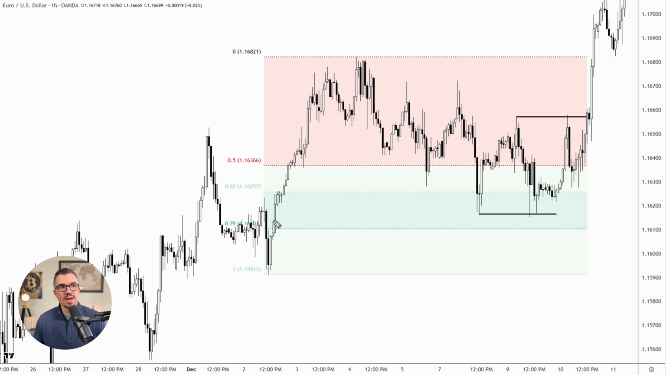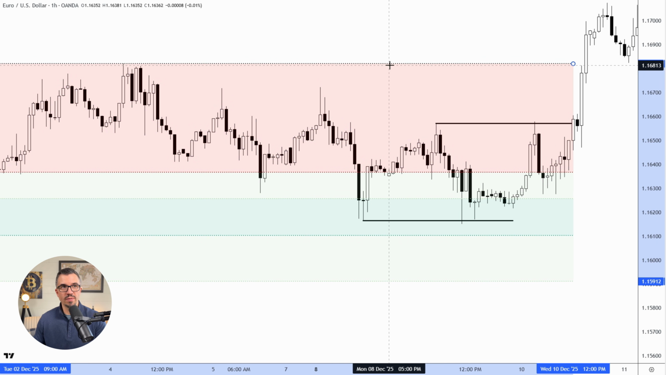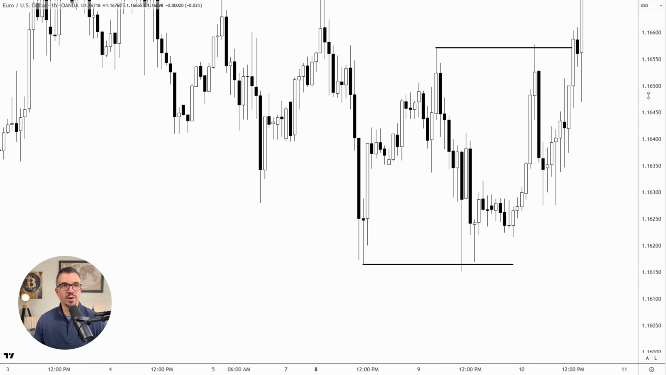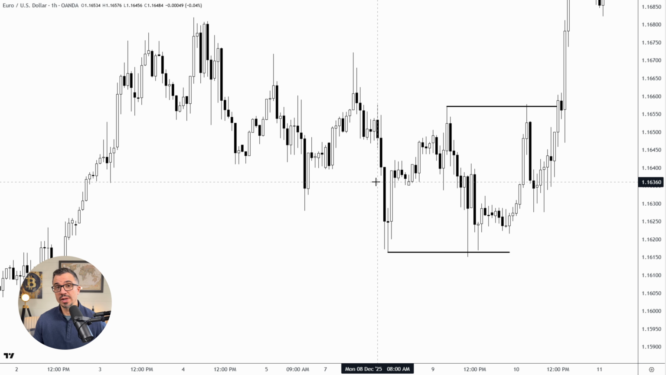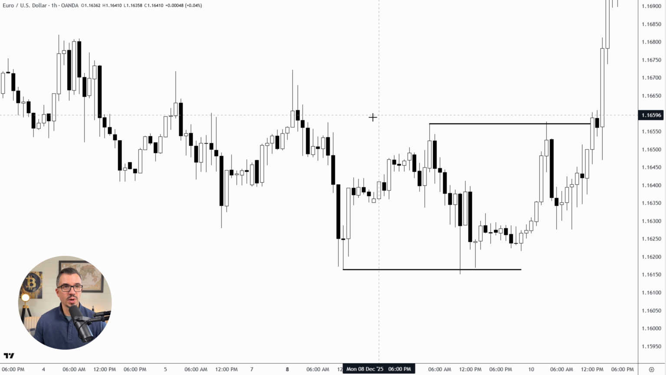Furthermore, we had a fair value gap down here in this region as well. So a lot going on here to tell you that this was a great area to start looking for buys on the euro. And you can see right here on the 1 hour, we did get a liquidity sweep reversal within this uptrend. Reversal in the sense that we're reversing out of that lower time frame downtrend, but we do have that hourly bullish trend.